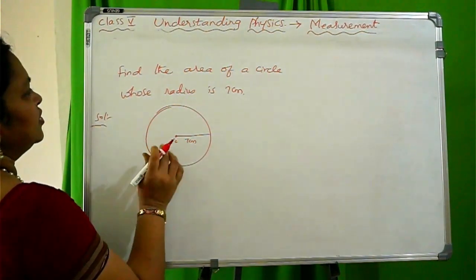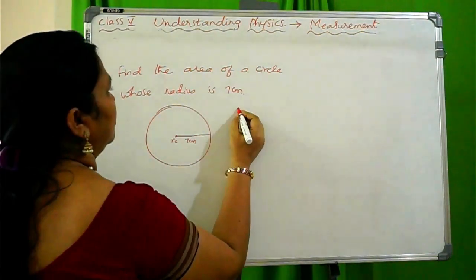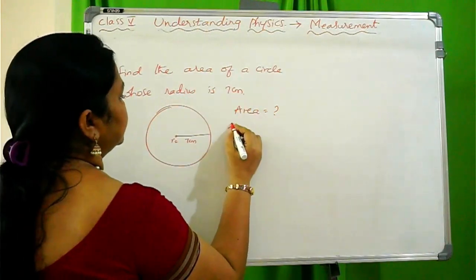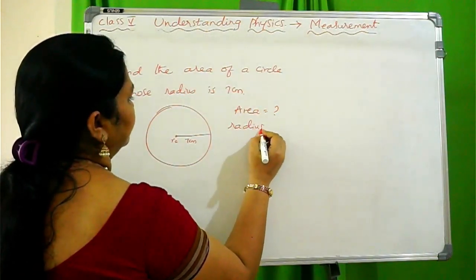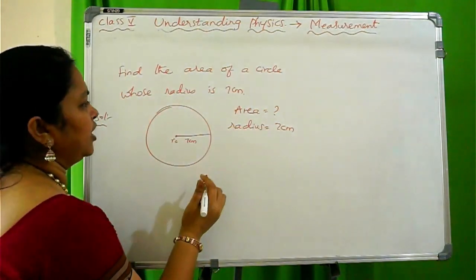Solution. This is what they have given. They are asking us to find the area. Now, area is equal to question mark. Radius is equal to 7 centimeter, they have given for you. Okay, now what you have to find out?